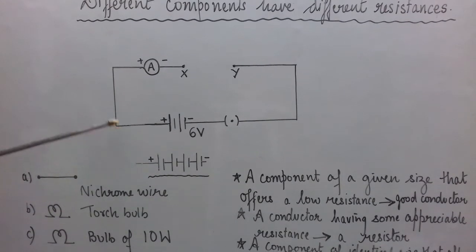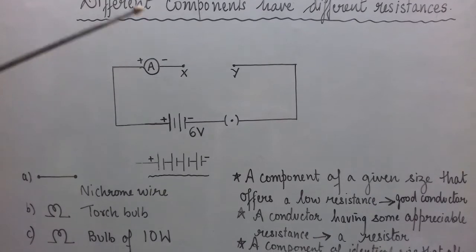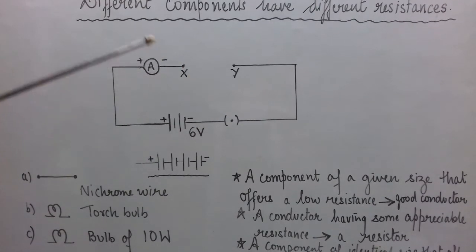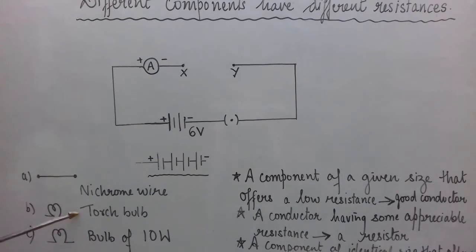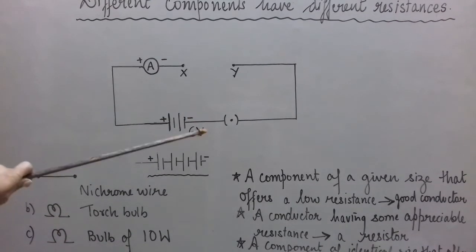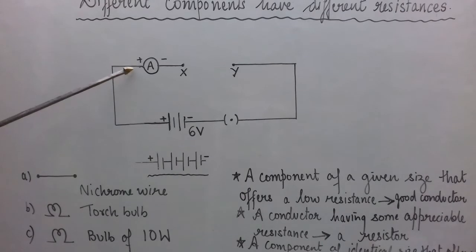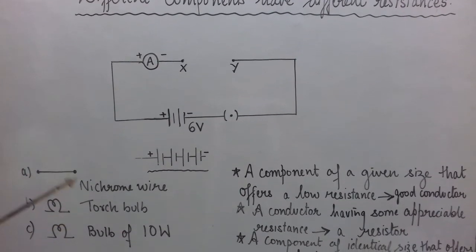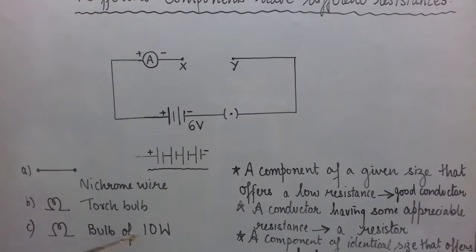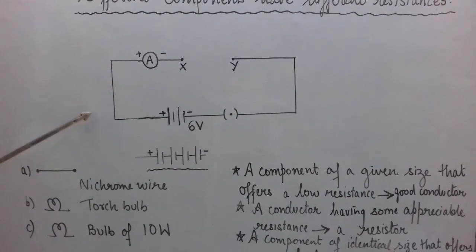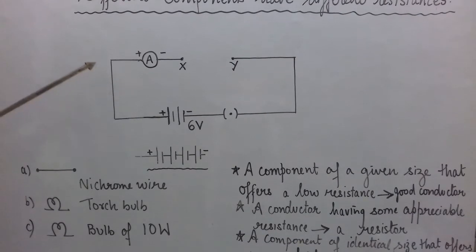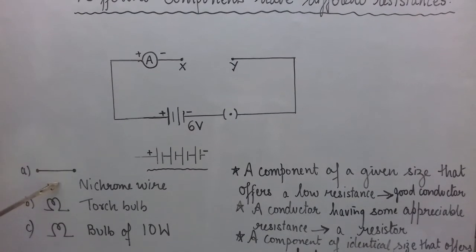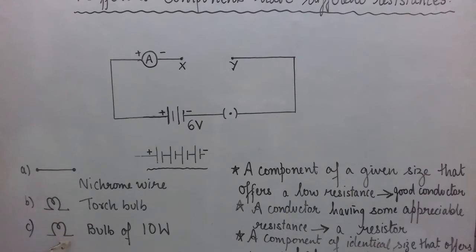Okay. Now next what you do, you switch it off, remove the nichrome wire and connect torch bulb and again close the key. Again note down the reading of ammeter. So it will give you current. Similarly, you can replace the torch bulb by bulb of 10 watt and note down the reading of current in the ammeter. So you are repeating the experiment 3 times, noting down its current every time, first by using nichrome wire, then torch bulb, then bulb of 10 watt.